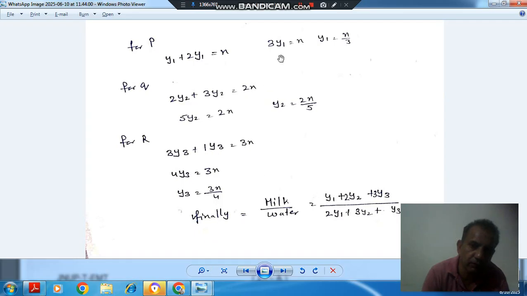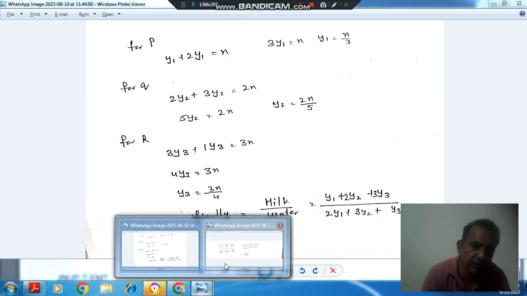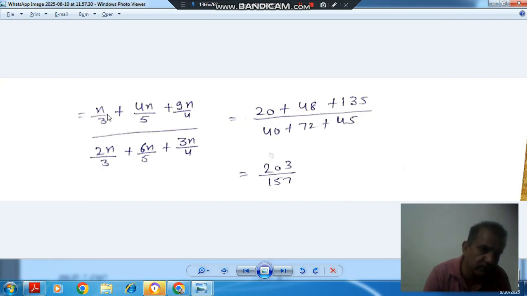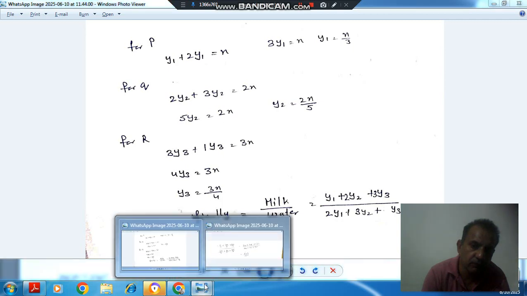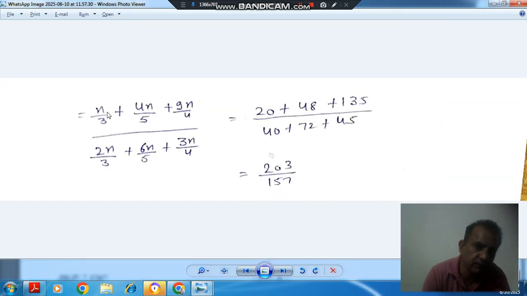Now we can put y1, y2 and y3 in terms of x. y1 is equal to x by 3, y2 is 2x by 5 and y3 is 3x by 4. So after putting these, we get this equation: x by 3 plus 4x by 5 plus 9x by 4 in the numerator. And putting y1, y2, y3 in the denominator also, we get this equation. Now the LCM is the same for numerator and denominator.